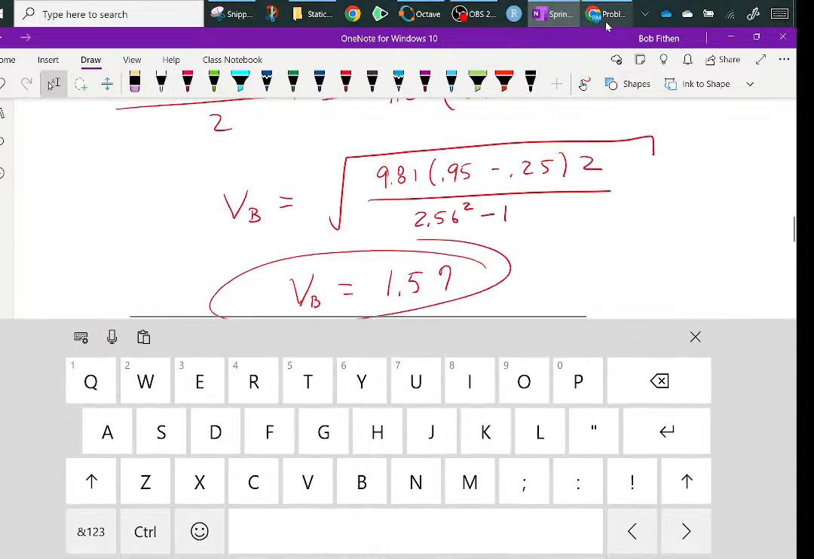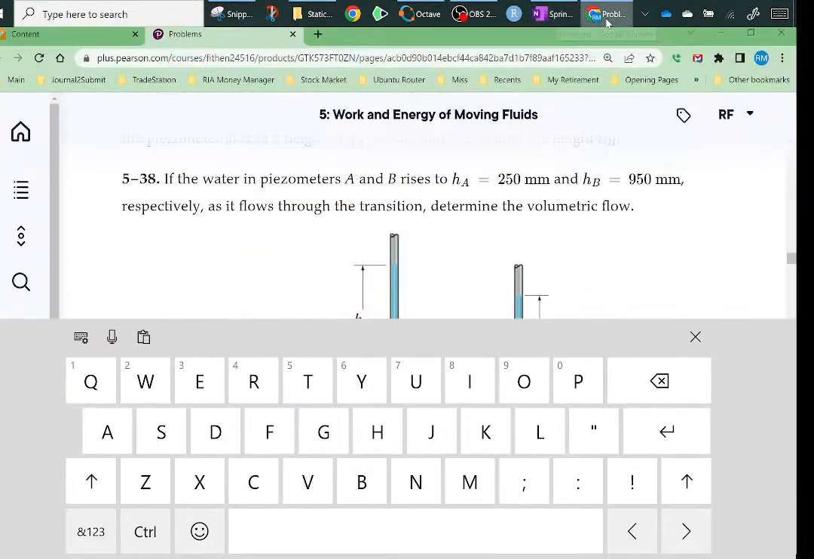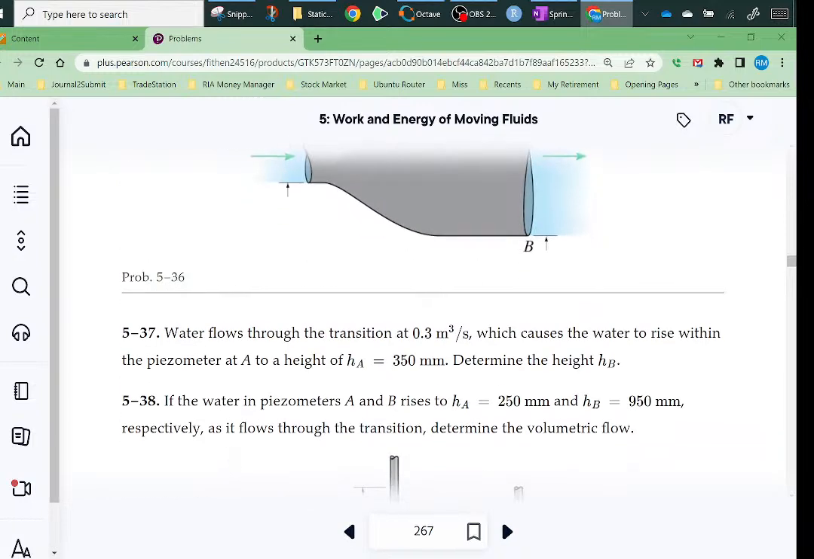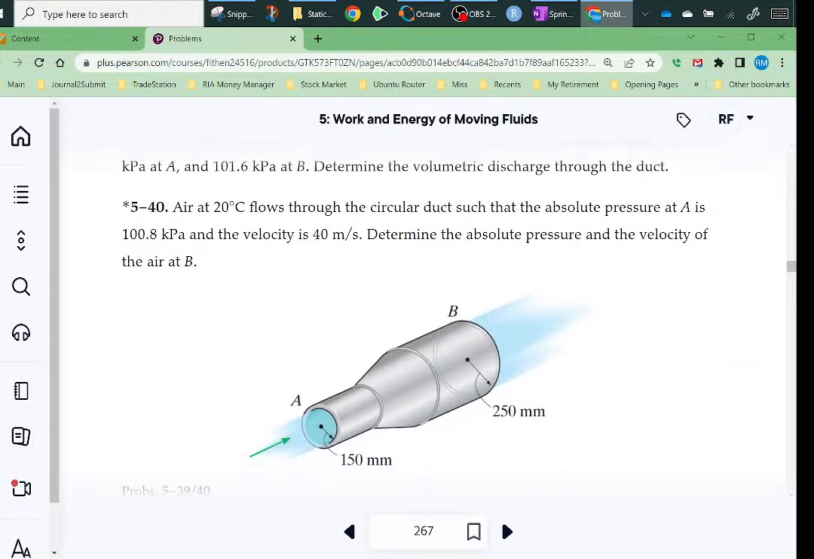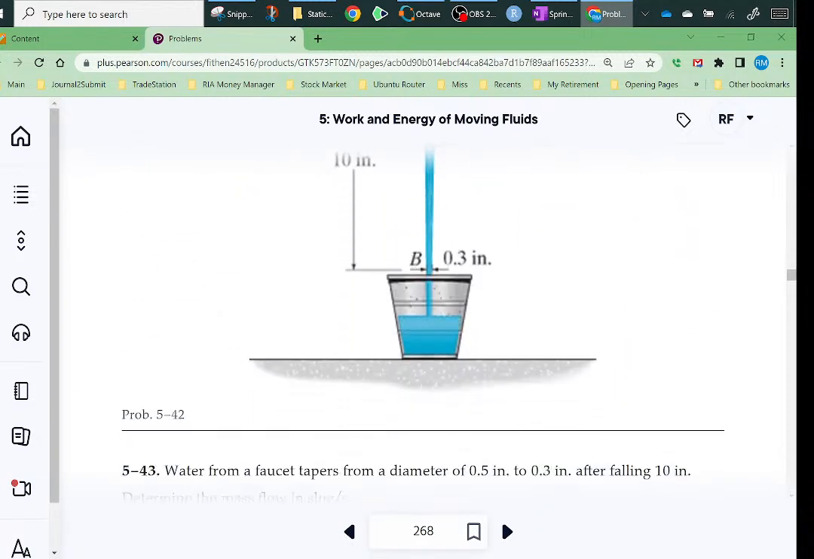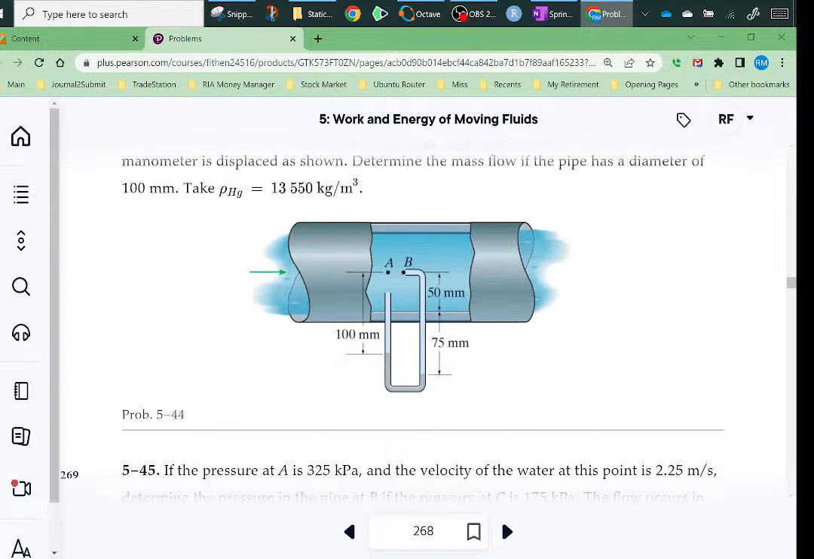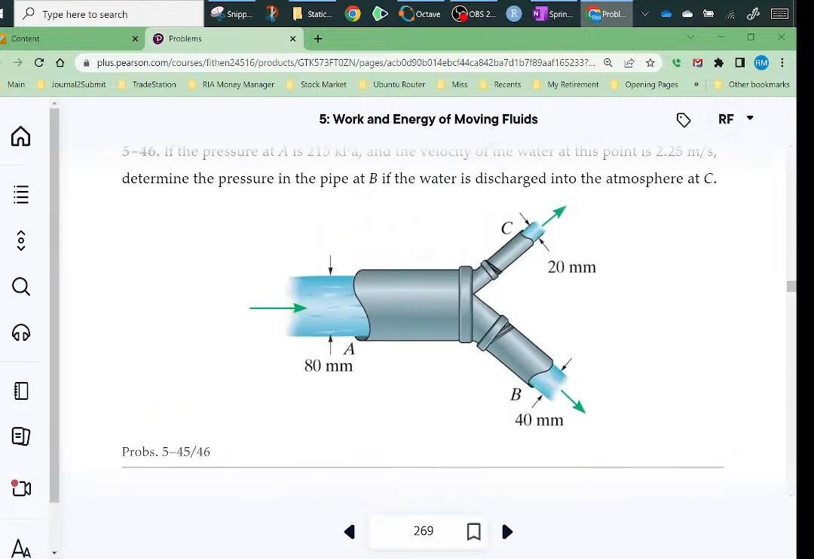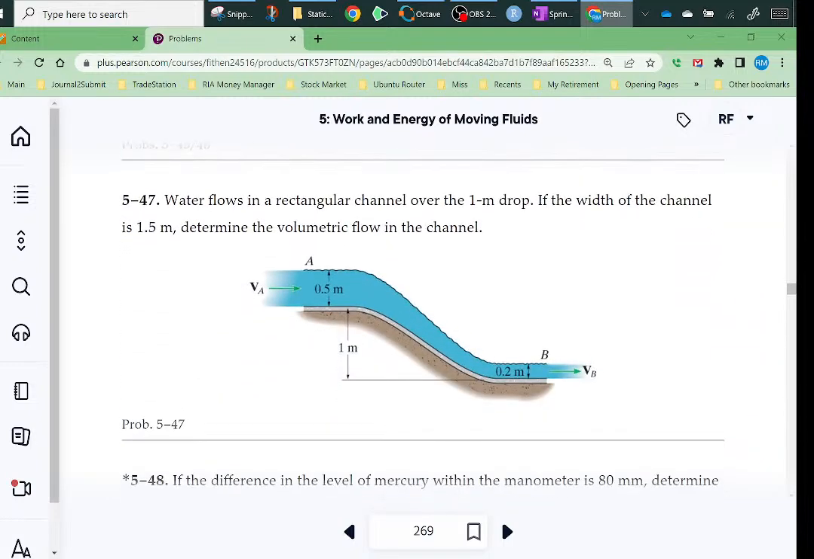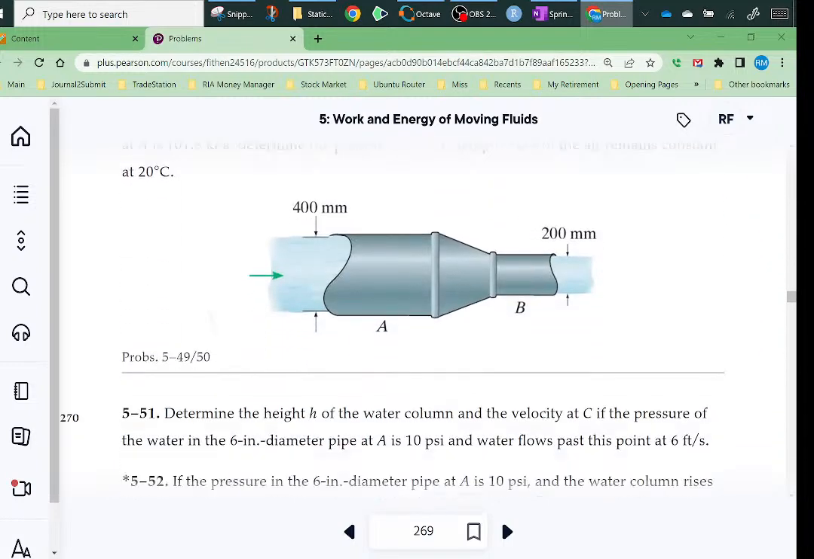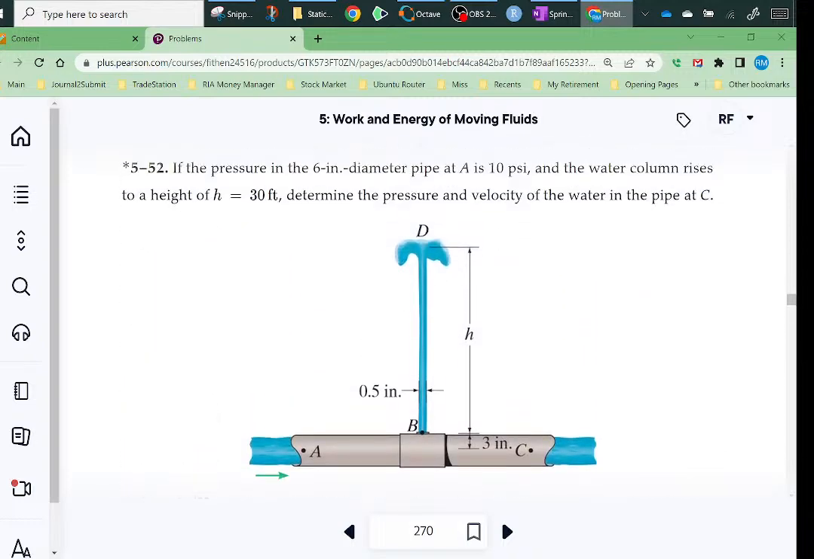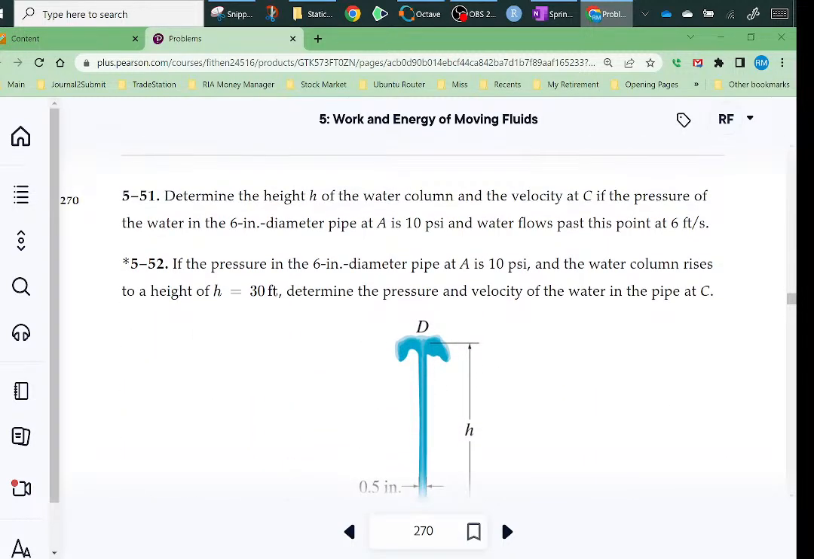So let's see if we can find another. Okay, I was right here, wasn't I? Okay, there's that one. Wait, I saw another one that looked interesting. Let me see if I can find one with multiple taps on it. Multiple locations, that's what I'm looking for. Oh, wait a minute.